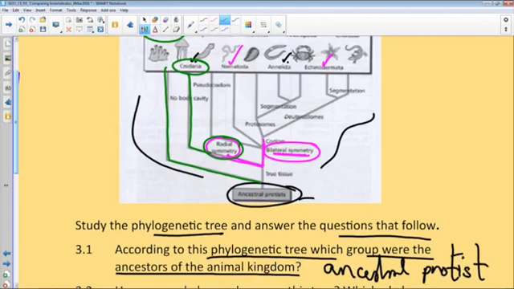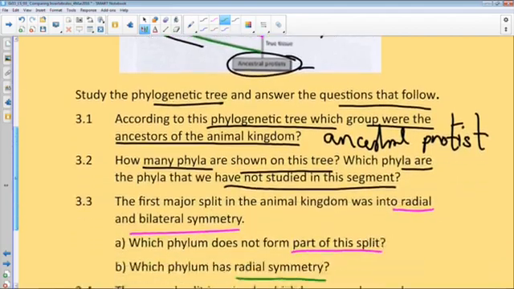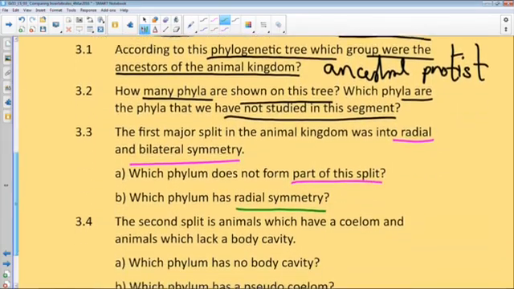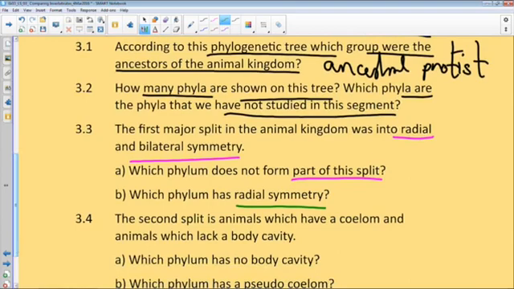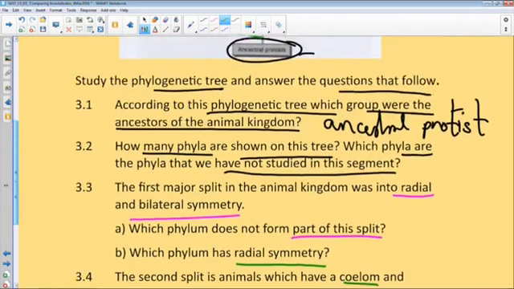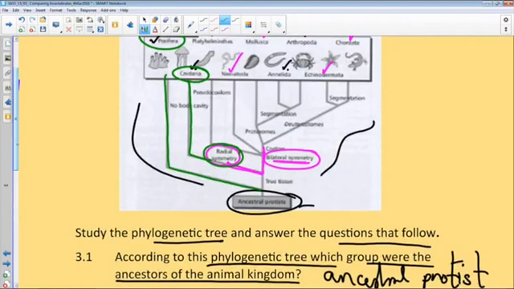I'm going to take one more question, guys, before we close this segment. The second split is animals which have a coelom and animals which lack a body cavity. Which phylum has no body cavity? So let's go back to this diagram, and here we're looking at coelom and no coelom. So here we find the development of coelom. If we go down this way, these are the organisms that lack a body cavity.